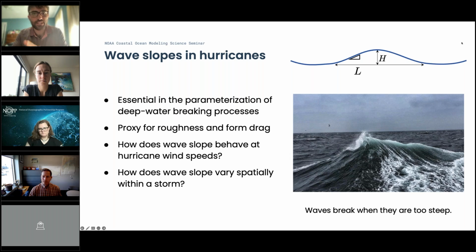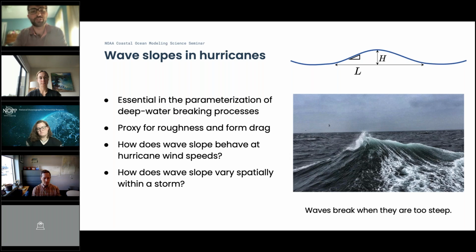And so some of the science questions I've been tackling, as part of my dissertation and this project, have related mostly to wave slopes and hurricanes. When I mention the wave slope, I literally just mean the geometric slope of the wave, for example, the ratio of its height to its length. The reason being is that wave slope has proven to be pretty essential in the parameterization of deep water breaking processes, for example. So in this bottom right-hand picture, that is a wave that has gotten too steep and it's just about to break.